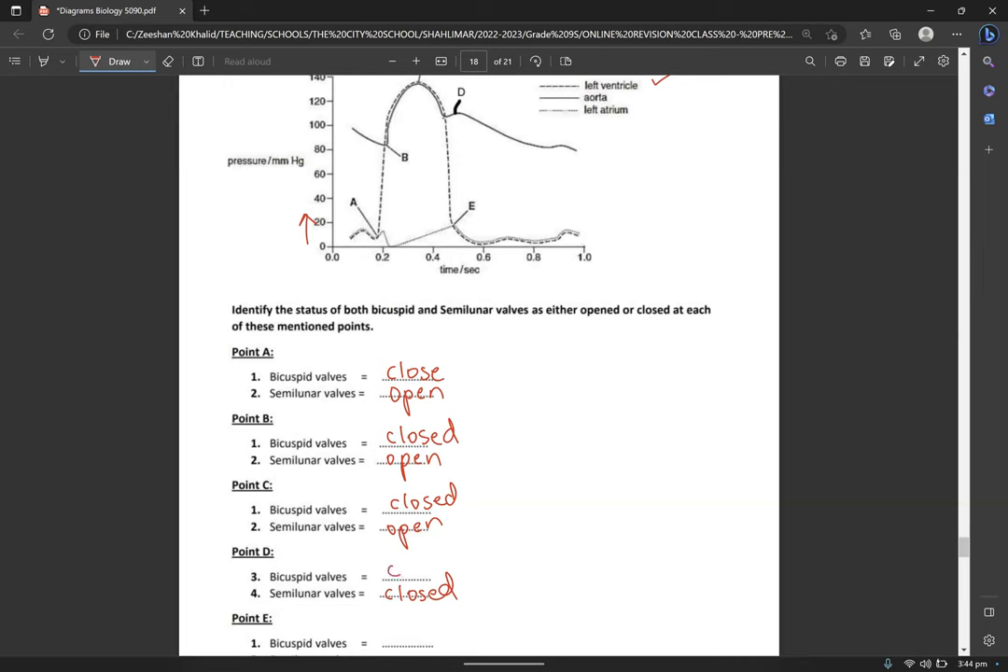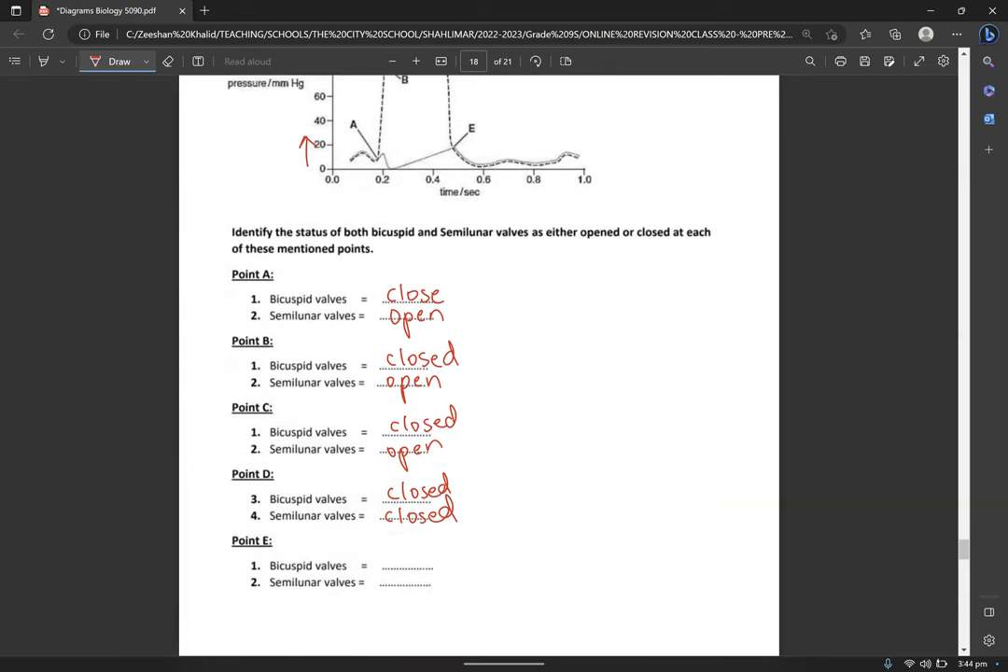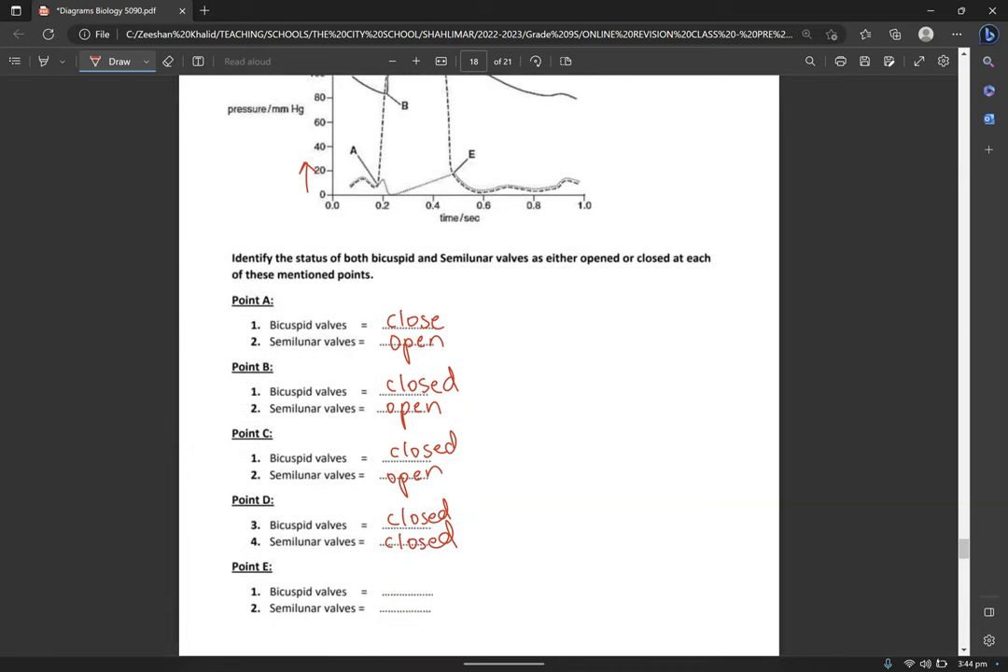लेकिन जो bicuspid valves हैं वो अभी भी closed हैं क्योंकि although contraction खत्म होकर relaxation की तरफ जा रही है, but we can clearly see that the pressure value is still very high. And again, we don't want any backflow of blood. But at point E, we can see the bicuspid valves will have opened. Why? Because now the contraction has finished. There's no chance of backflow of blood. But semilunar valves ke andar, kyunki blood guzar nahi raha, to wo closed hai already.